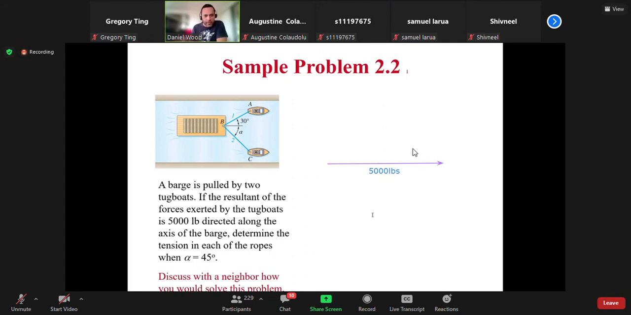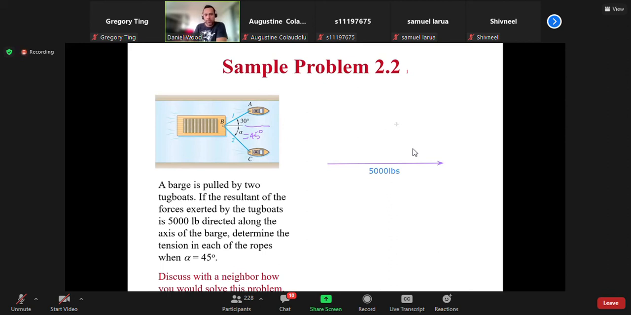If you can see that 30 degrees, that horizontal line, that's the axis of the barge. Okay, so I got 5,000 pounds. Now, the tension in each of the ropes, alpha is 45 degrees. So that is equal to 45 degrees. So now I can solve this. I can solve this quite easily. So I'm going to just go for it using the triangle rule.